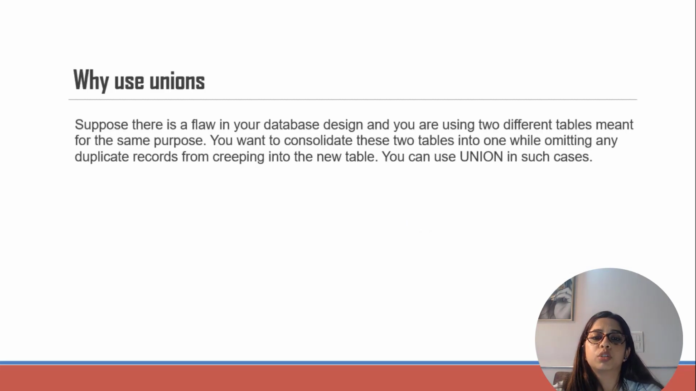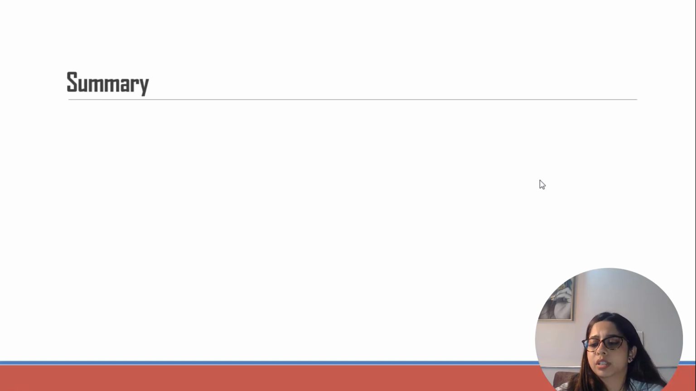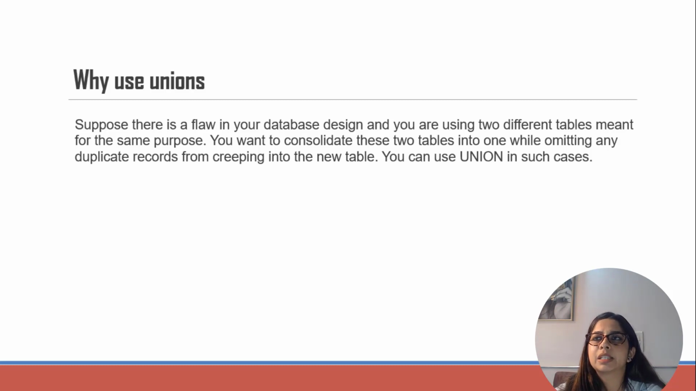Now, why do we use union? In our huge databases, there are repeated tables. Sometimes we have tables which have the same data set. So we need to consolidate these two tables, omitting the records which are not needed, which are duplicates. We can do union distinct, and that's how we can save a lot of repeated work and manage the database in a more optimized way. So union distinct and union all are the two types of unions used in our DBMS.